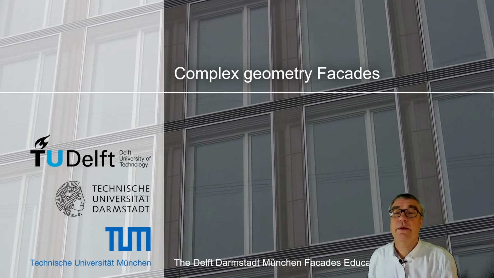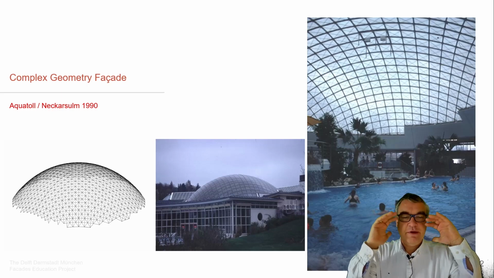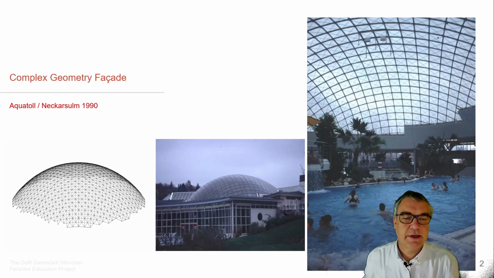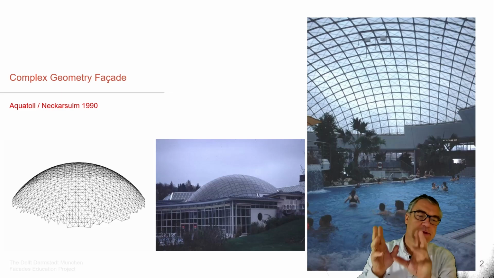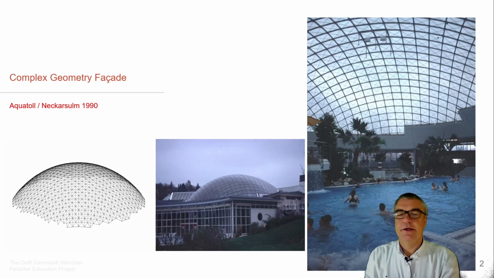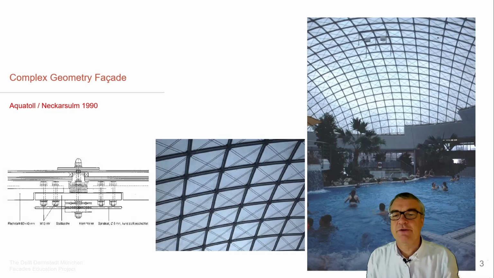Complex geometry facades. When we start thinking about freeform facades, complex geometries, it's always the question of how do we close the surface and how do we get the substructure done. This is a simple version of a freeform complex facade, the grid shell systems.